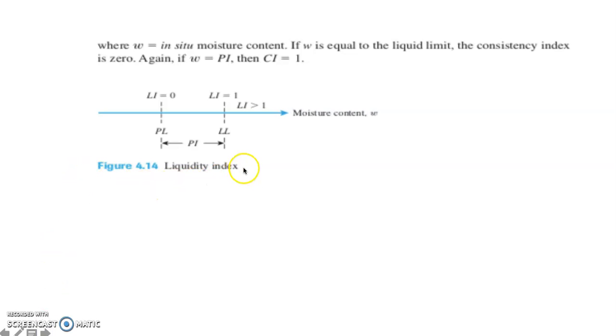So we have here the illustration for our liquidity index. This is the line from our plasticity index towards a plastic limit towards the liquid limit. This is the plasticity index. So we have here, at the plastic limit, the liquidity index is equal to 0, and at the point of liquid limit, the liquidity index is equal to 1.